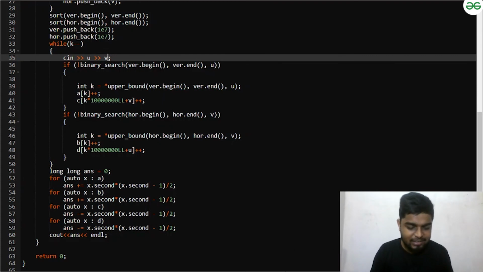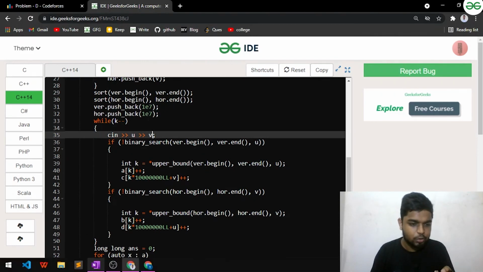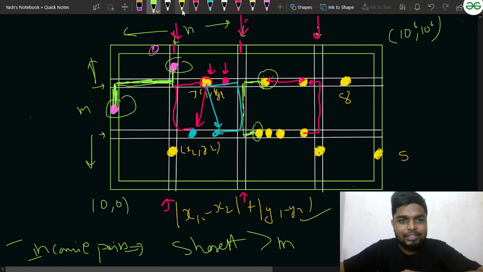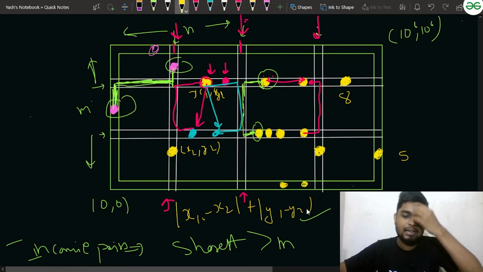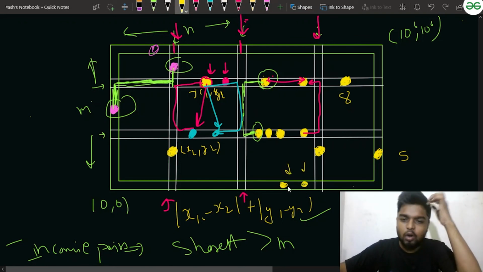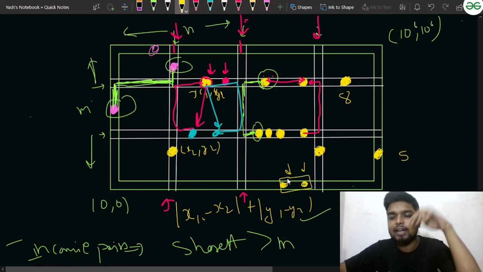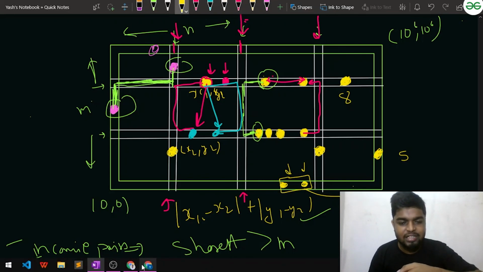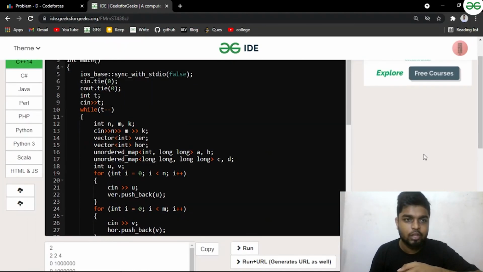So as I have discussed earlier, what are those pairs? I'll show you once more. Let's suppose that these two elements lie in a particular horizontal street. So what happens is this pair will also get counted. So to neglect this pair, you will be subtracting in the end for both horizontal and vertical. In this way you will be counting all such pairs. So this is the accepted code for the question.